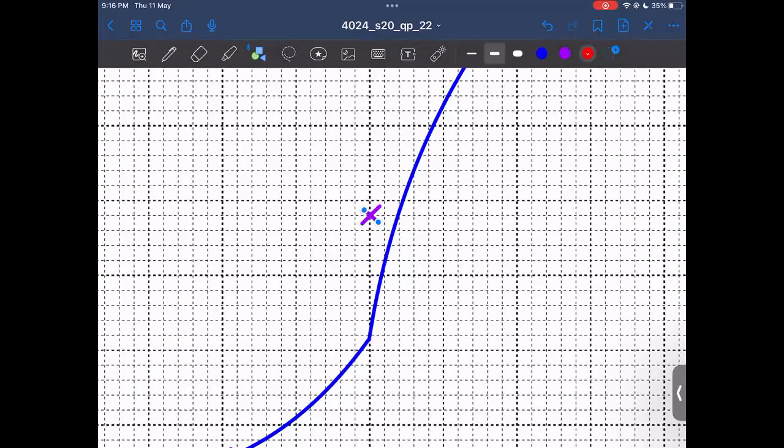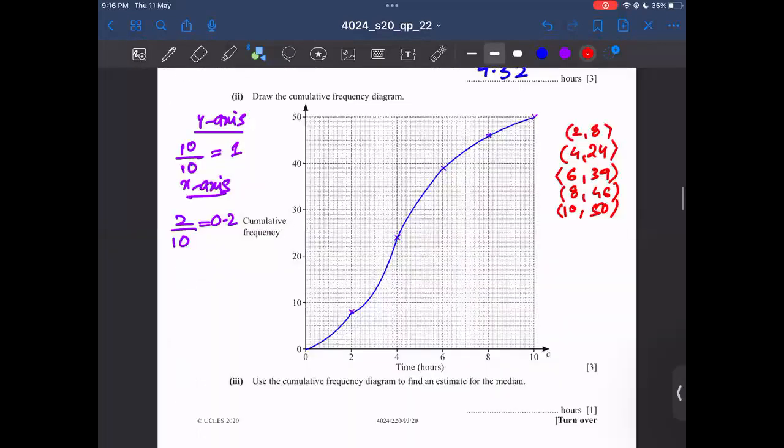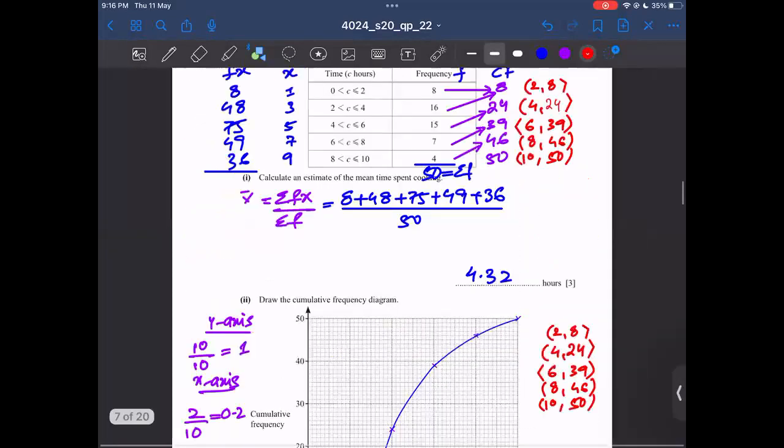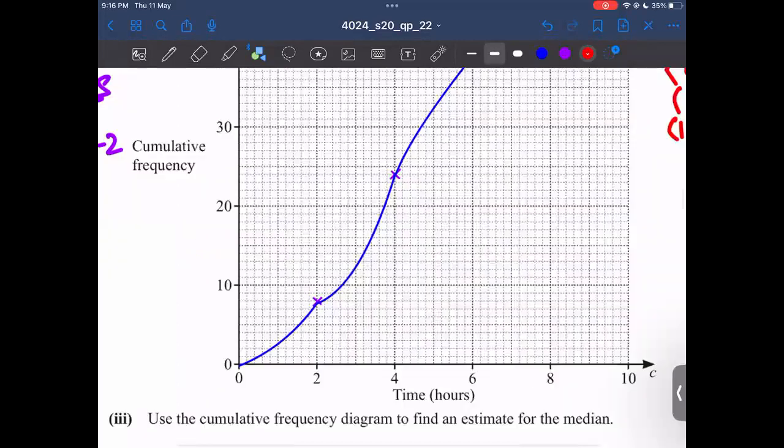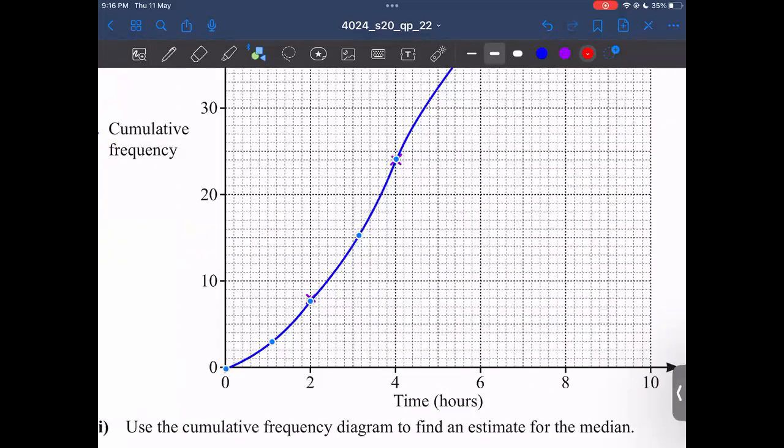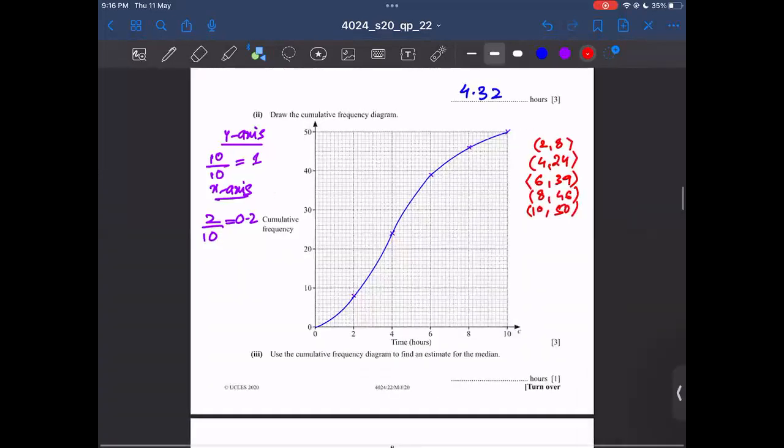Right, so I just move this point here. Now we can see a much tidier graph here. The first value is 2, 8. Yeah, that's right. So let's make a graph like this, a much tidier graph, a much better graph than before. Right, so we have the cumulative frequency curve.